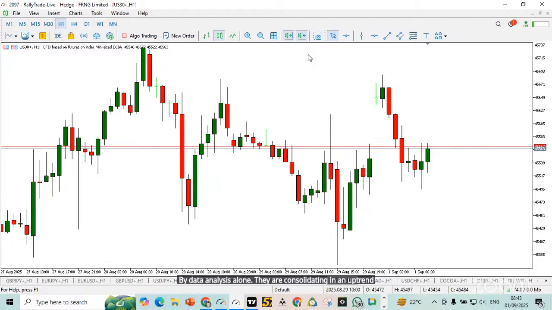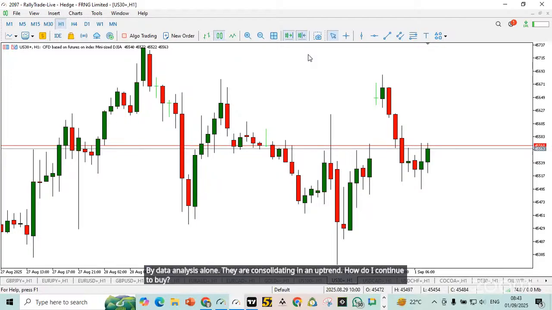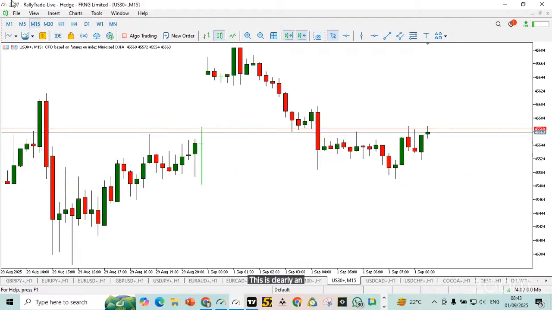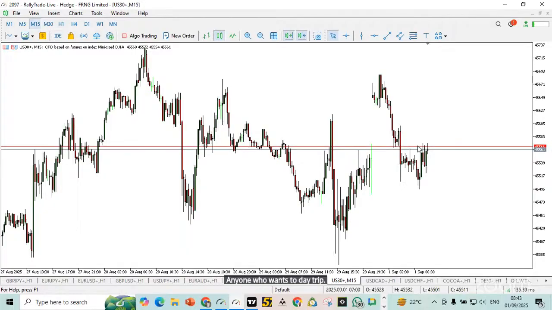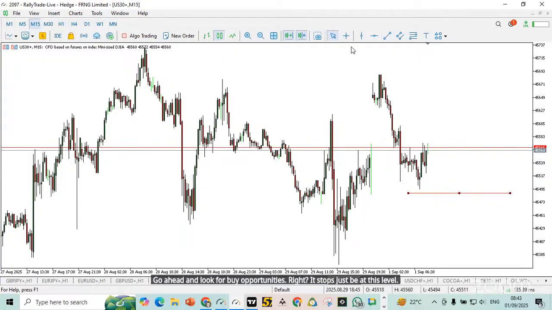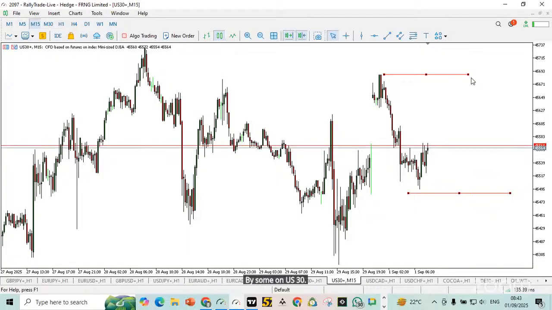How do I continue to buy in this uptrend? This is clearly an uptrend. I can do it in several ways, but let me start with day trading. Anyone who wants to day trade US 30, simply go ahead and look for a buy opportunity. The stop will just be at this level. It's a no-brainer. And then your TP you can target as high as here. Simple. It's a buy. So I'm on US 30, 15 minute time frame.